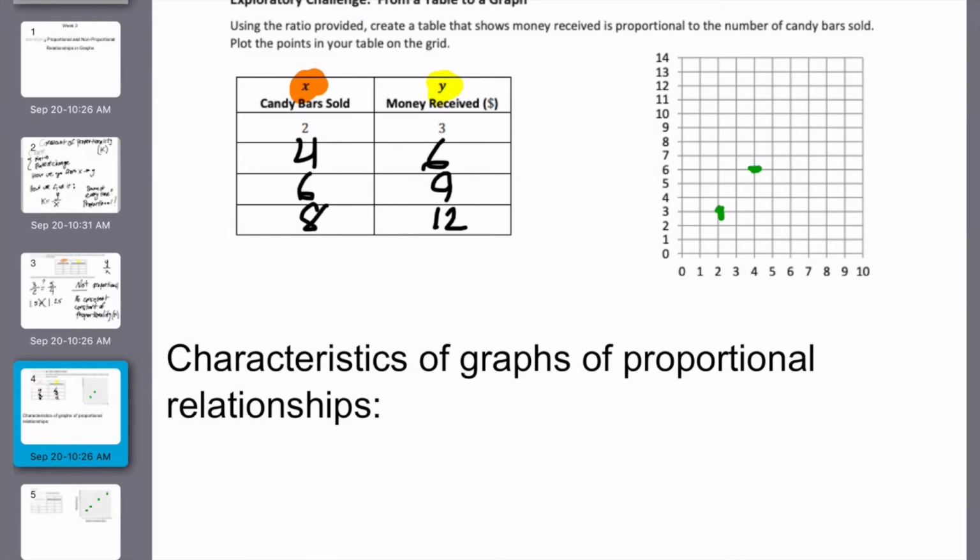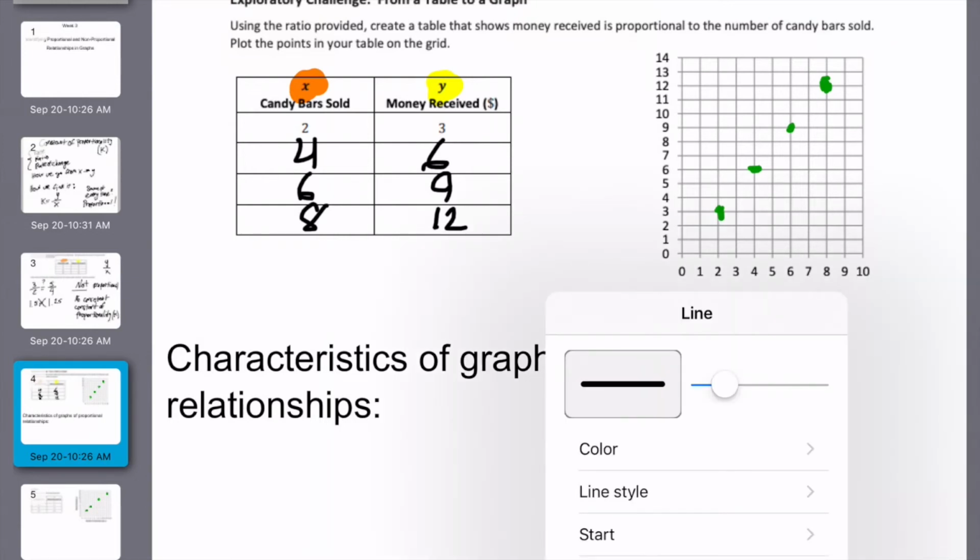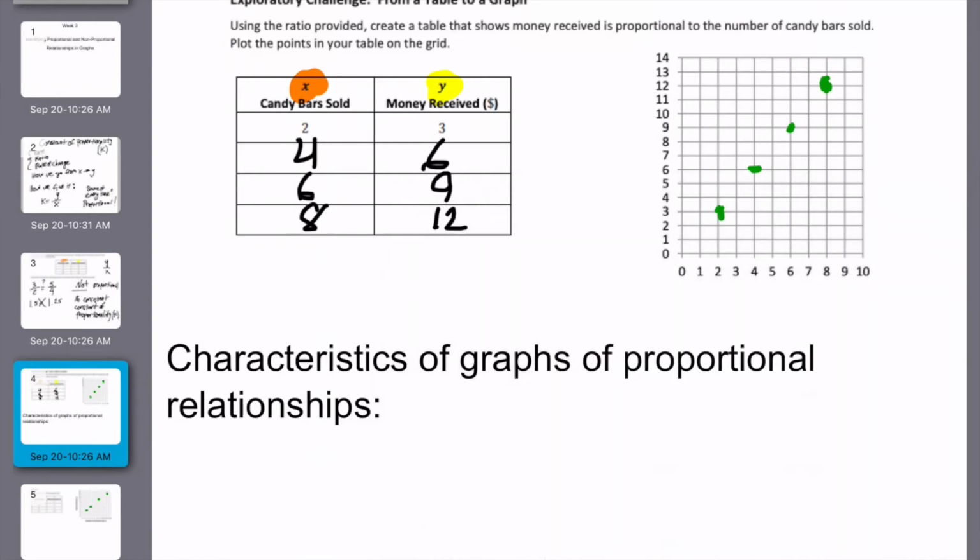Then I go to the right 6 and up 9. And then 8 to the right 8 and then up 12. So this is what my graph looks like. And what I'm going to do is I'm actually going to put a line on this. Let me put a line with an arrow because that's essentially how graphs are supposed to go.